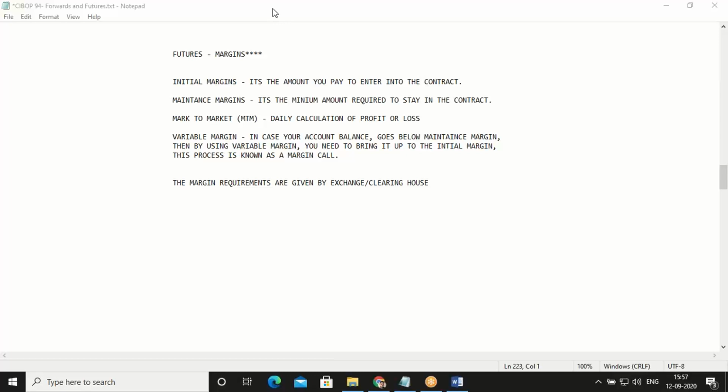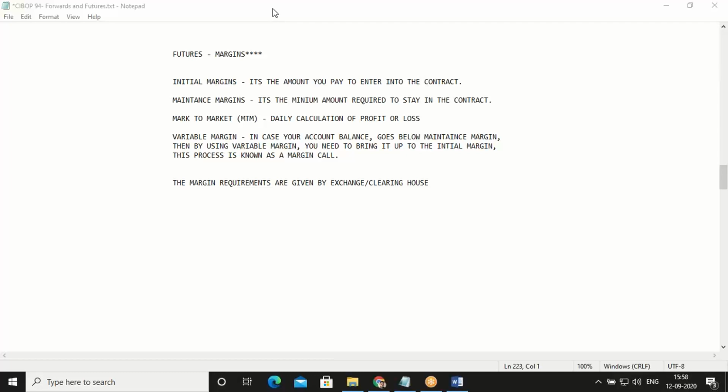And the last one is what we call the variable margin. Now, because of mark to market, your account can either increase or it can decrease.